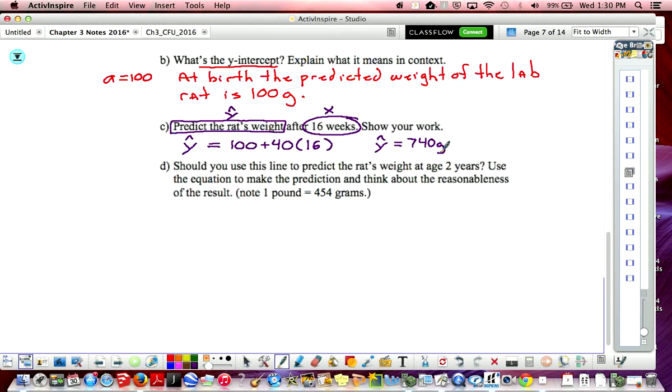740 grams. Okay? So the predicted weight of a lab rat at 16 weeks is 740 grams.